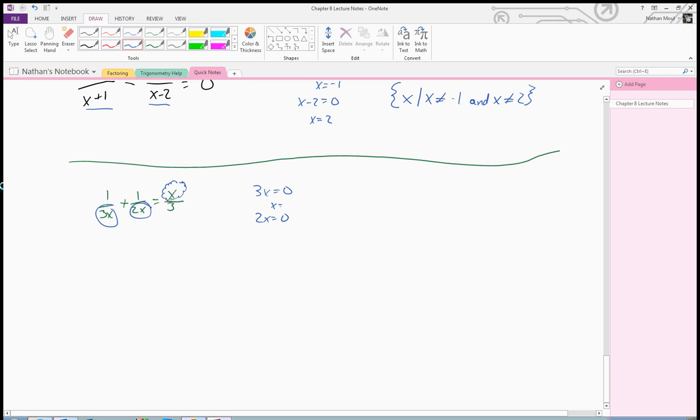And how convenient that they both equal 0. So we would have as our solution set x such that x does not equal 0. It'd be all real numbers except for 0.